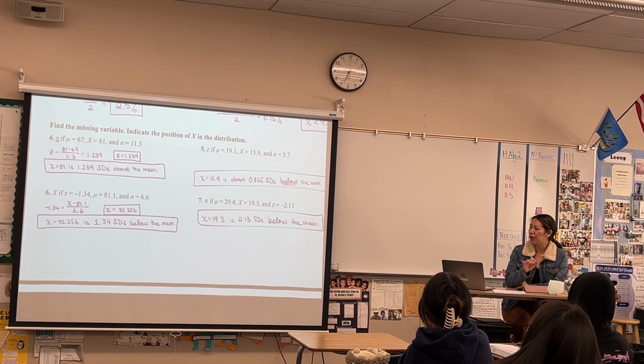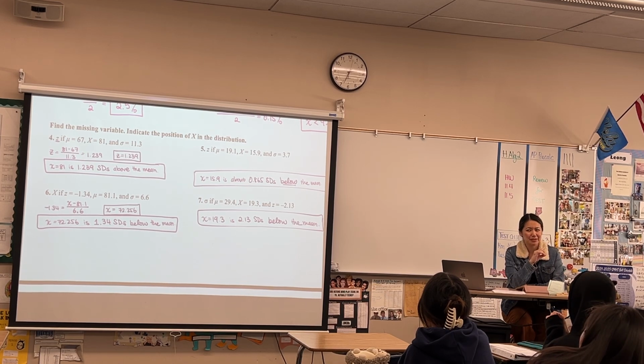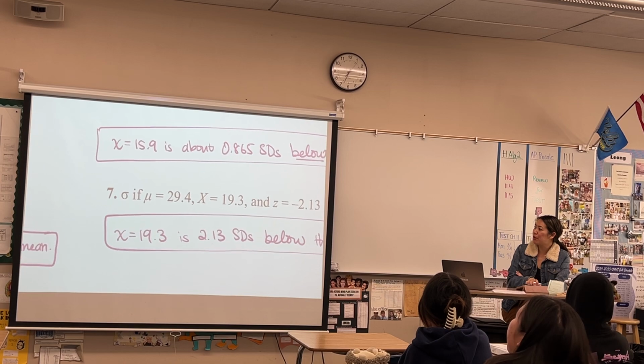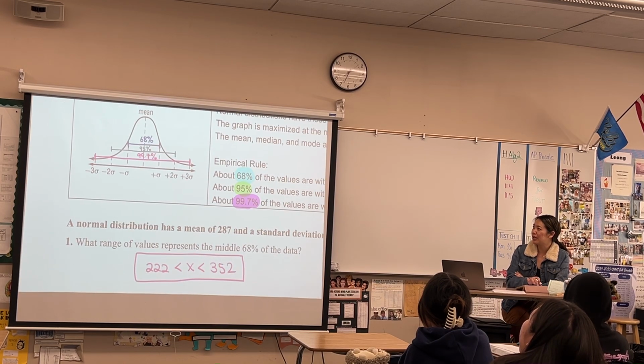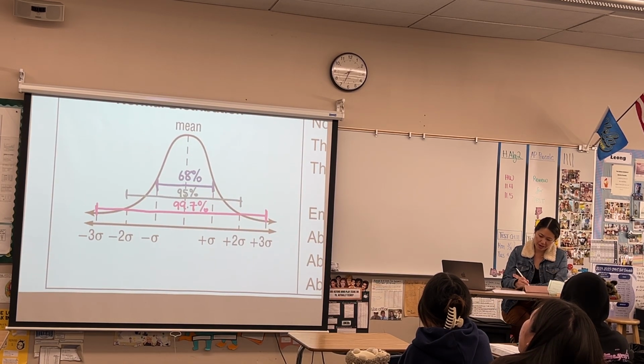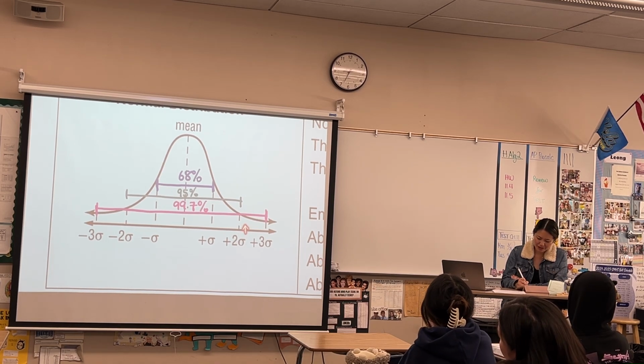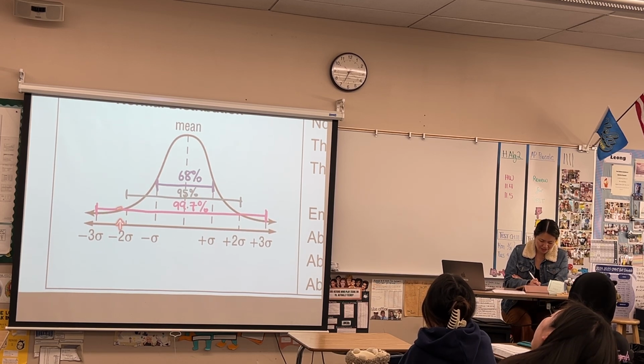Which one is the worst to have? 7. Yeah, 7 would be the worst. So it's 2.13 standard deviations below the mean. That puts you right around here. Okay, that's you. All right, number 7. Oh, sorry, wrong side. That's you. Number 7, that's definitely in the F range.